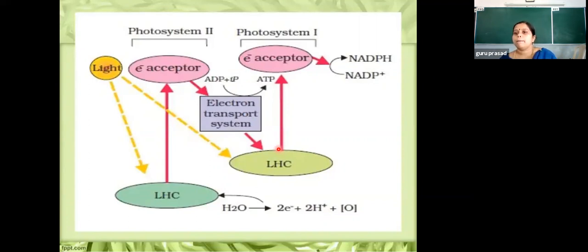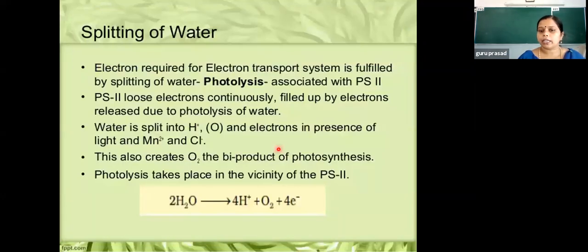So this is the light reaction that is taking place in photosynthesis. Next is the dark reaction. Before going to the dark reaction, the splitting of water is very important. That's why they have given it. And the scientific name is called what? Photolysis. Breaking of water molecules in the presence of light is called what? Photolysis. That is nothing but splitting of water.